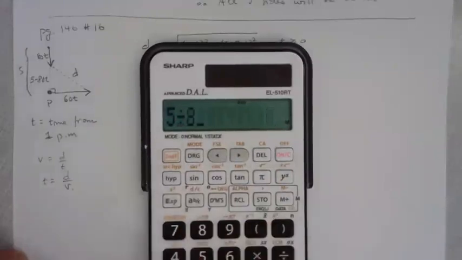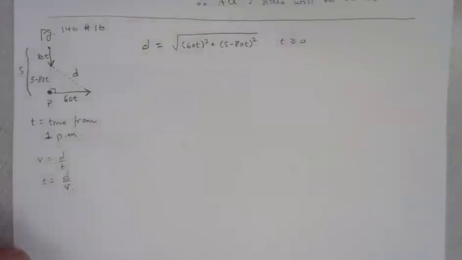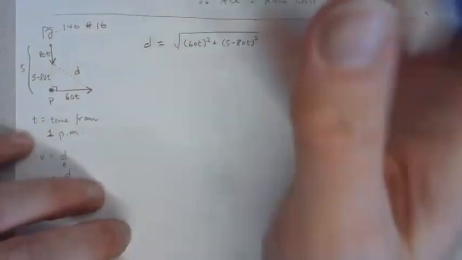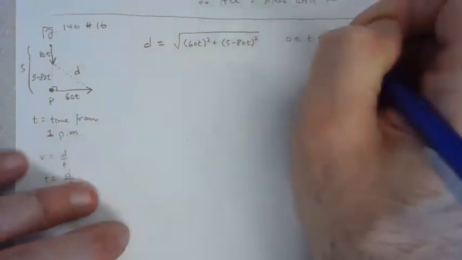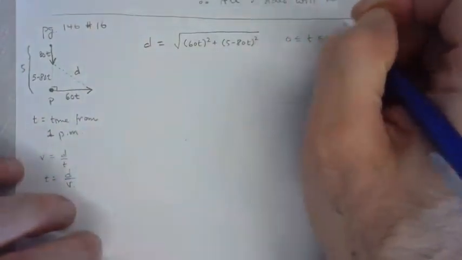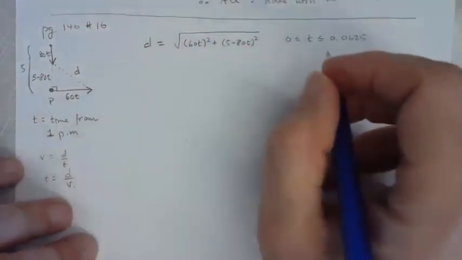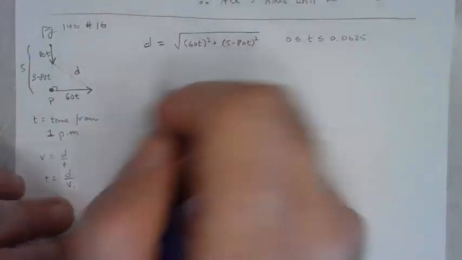5 divided by 80 is 0.0625. So if we want to be really clear here, 0 is less than or equal to t, which is less than or equal to 0.0625. And of course, this is in hours. I'm just keeping everything in hours. Okay, but now we have our equation in terms of one variable.